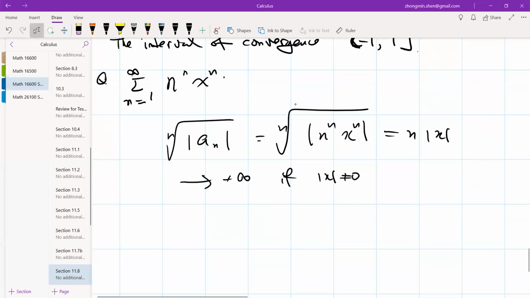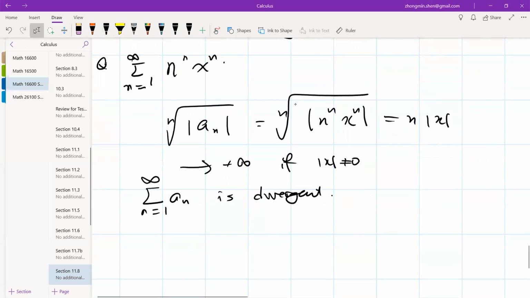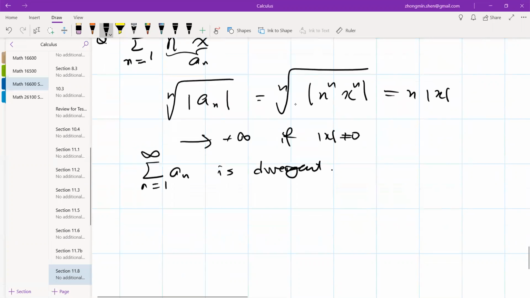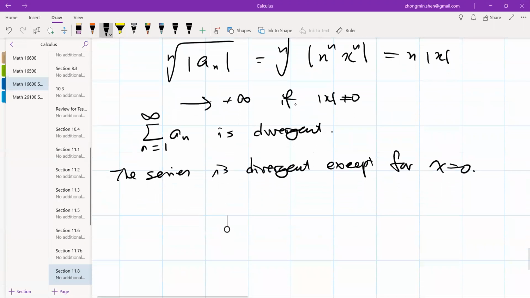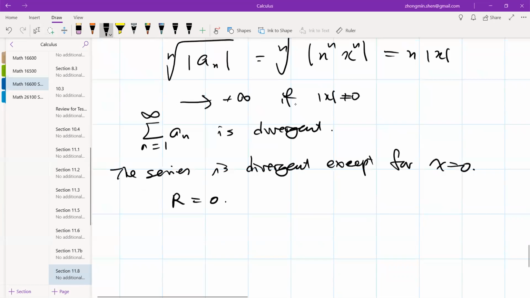So what does that mean? This is greater than 1, so it is always divergent. So it never converges, except for x equals 0. So that means the series is divergent except for x equals 0. So the radius of convergence is 0. The interval of convergence is 0, just one point.